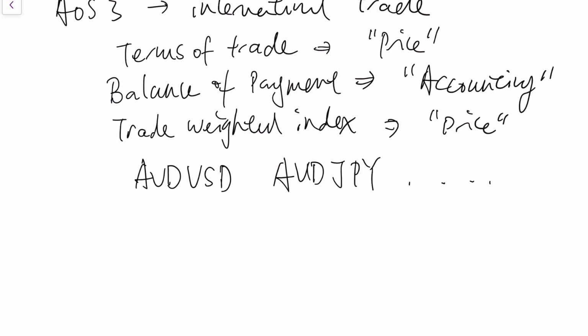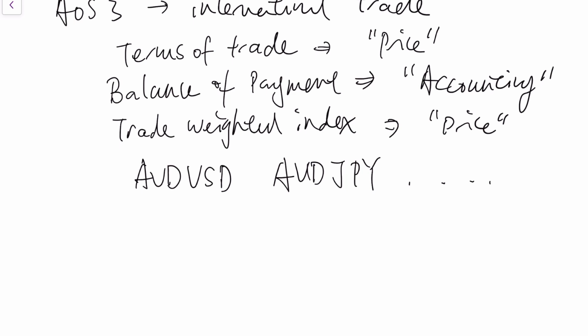It's kind of like inflation rate. So maybe the price of petrol is going down, but the price of food is going up. So we want a general idea of what the aggregate price level of the economy is. So we use inflation rate. Same idea as trade weighted index.